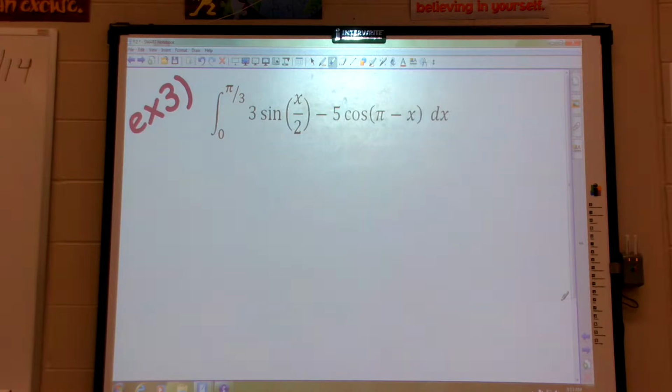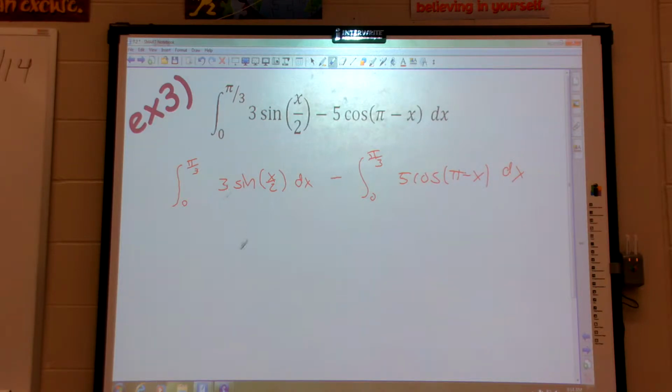Tell me what the issue might be with this one? They're two different u's, right? Which means, once again, I need to split them up. And do not skip steps, guys. Good notation means everything. So I have the integral of 3 sine x over 2 dx minus the integral, I'll go ahead and keep my constant there because I did the first one, from 0 to pi over 3 of 5 cosine (pi minus x) dx. dx on both of them, right? Everyone with me there? Just split it up.